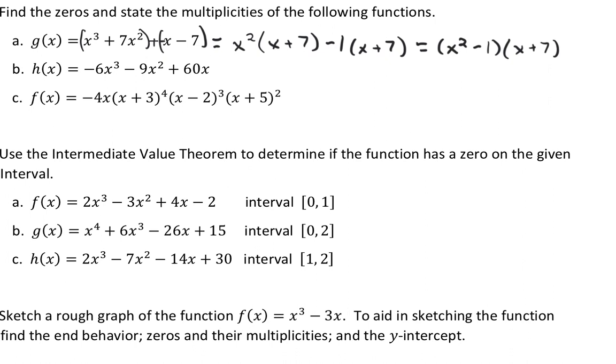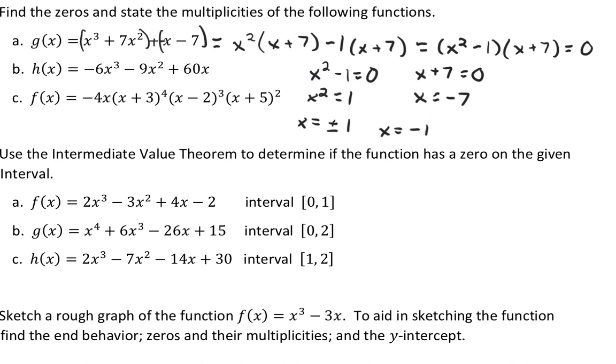And so then I'm going to set this equal to 0. Because of the zero product rule, I can say that x squared minus 1 equals 0, or x plus 7 equals 0. If either one of these is true, then my equation will be satisfied. So I'm going to go ahead and solve both of these equations for x. Here I will get x equals positive or negative 1, and here x will equal negative 7. So the zeros here are x equals negative 1, positive 1, and negative 7, and all of these are multiplicity 1.